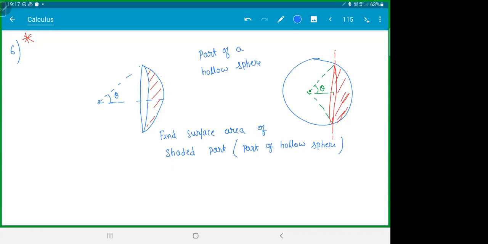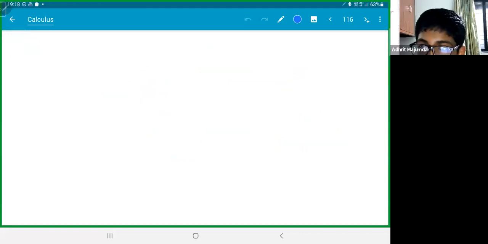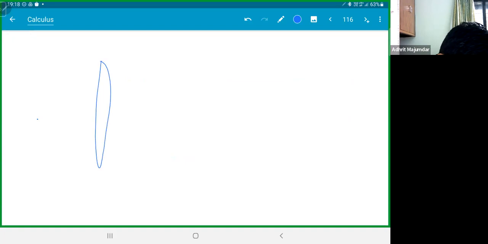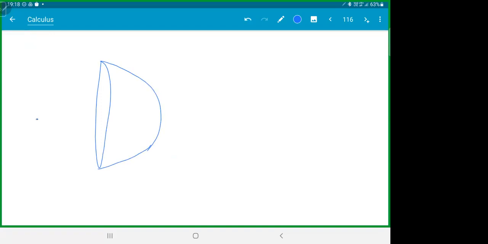How will you choose an element here? Sir, we take the integration of pi r square d cos theta, and the limits will be theta to 0, 0 to theta. Let's see. See what you're doing now.